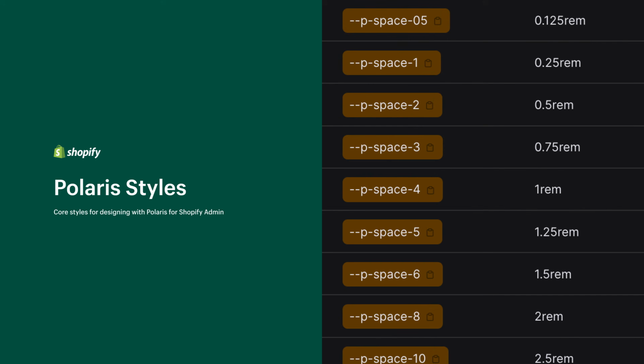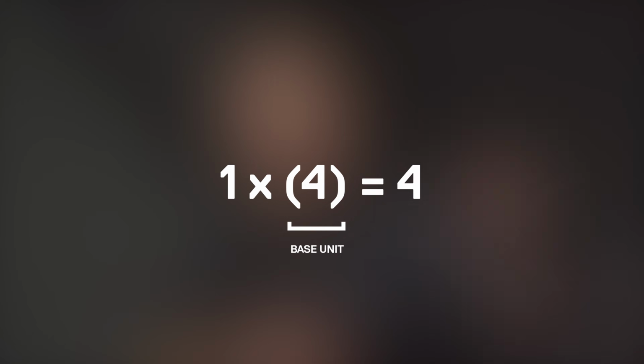You can basically think of this as a formula that helps you calculate the pixel values. Let's take another closer look at an example like Shopify Polaris. We start by looking for their base unit or the value multiplier of 1. For this system, the base unit is 4 pixels. If we look at P space 1, the 1 represents 1 times the base unit, which is 4 pixels.